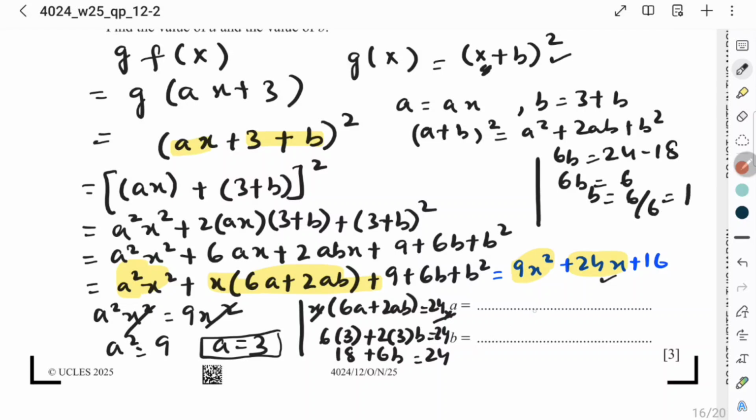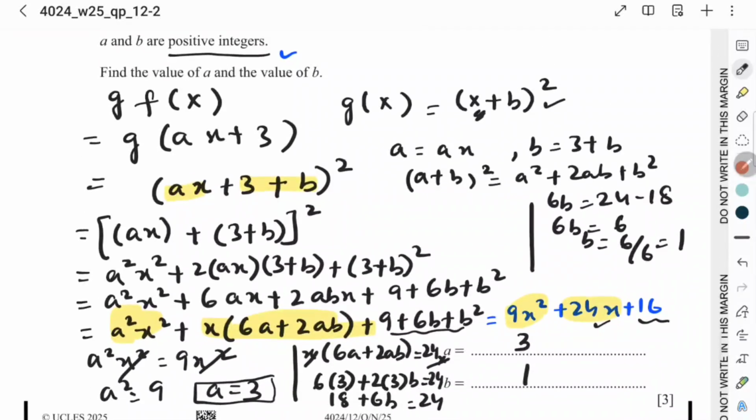So a is equal to 3 and b is 1. If you want to check that 9 plus 6b plus b squared is equal to 16, then you can try. Otherwise I can show you: 9 plus 6b plus b squared must be equal to 16. 9 plus 6 times 1 plus 1 squared. 9 plus 6 plus 1 is equal to 16. It means that we did everything correctly.